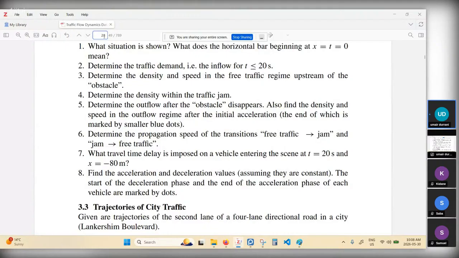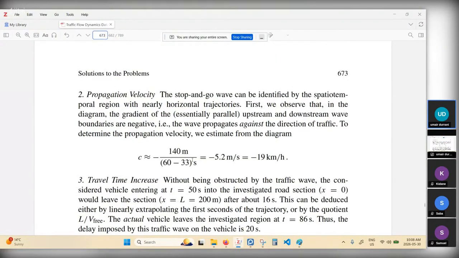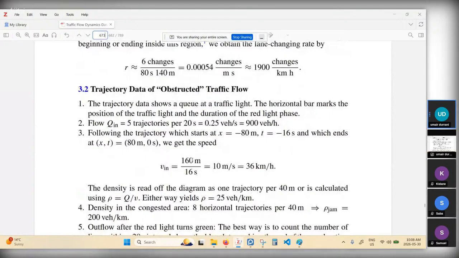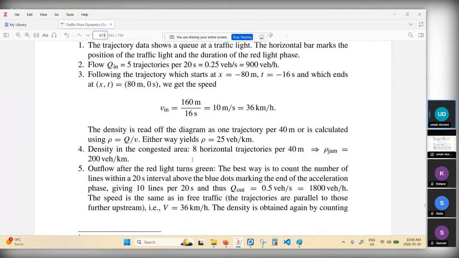Let's see what the answer is. By the way, at any point, if you have any questions or you want to interrupt, please let me know.